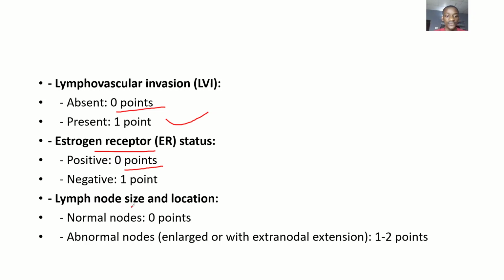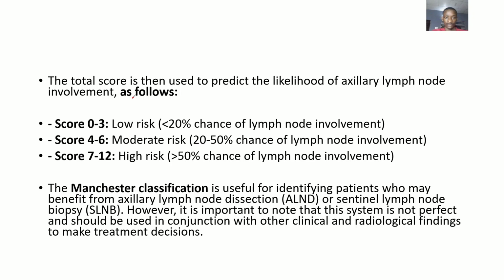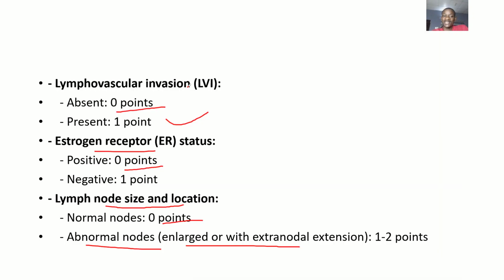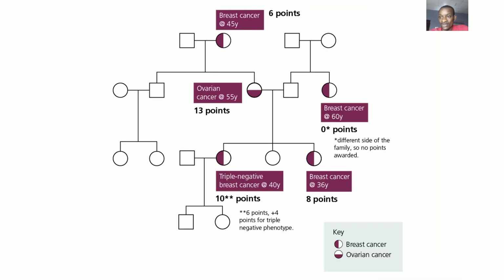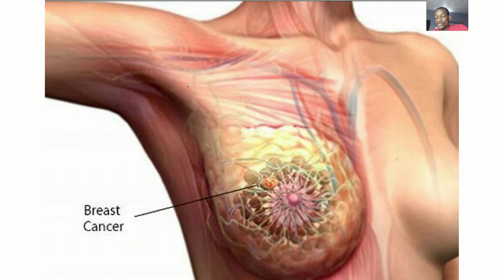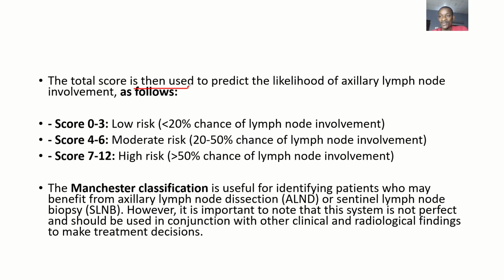Then lymph node size and location. If the lymph nodes around that area look normal, they have 0 points. If you have abnormal lymph nodes, which are enlarged or have extranodular extension, you have between 1 to 2 points. And the total score: if you ask each of these questions about any tumor you come across, you give points, and after you finish, you add the points. The total score is then used to predict the likelihood of axillary lymph node involvement.